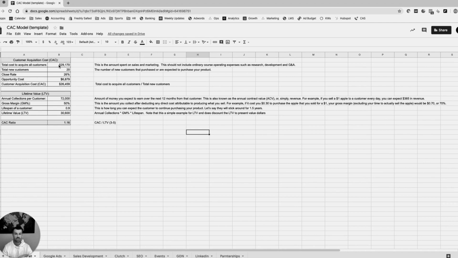Now, if you're a chief revenue officer and you're managing both sales and marketing, take all those costs and put them in here, and I've got a nice explanation here for you. So this is your total cost to acquire all customers. Then what we want to look at is, and I'm doing this year to date in this analysis, but for any given time frame, all the customers you had, your close rate.